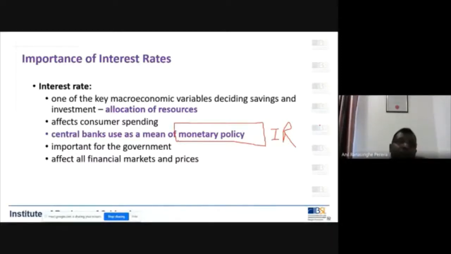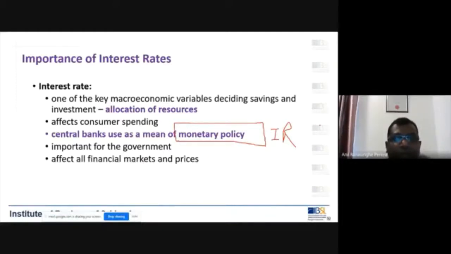Among government borrowings, interest rate is playing a huge role because they have to pay interest for their borrowings as the government. So it's a very important variable for the government. When they monitor, they want to have interest rates to be low. So there is another reason why we need to look at interest rates.